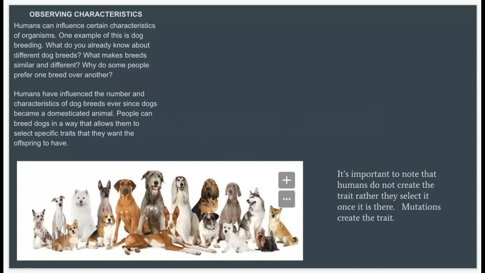Once the trait's there, if we decide that we like it, sometimes we can find another dog with a similar trait and breed them together so that trait becomes more common, okay? But here's the thing. Humans are not creating the traits. That's done through mutations. That's done through DNA changing and causing that new trait to occur.